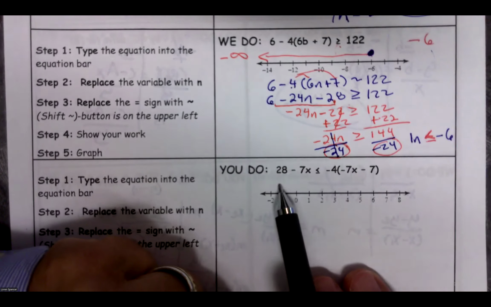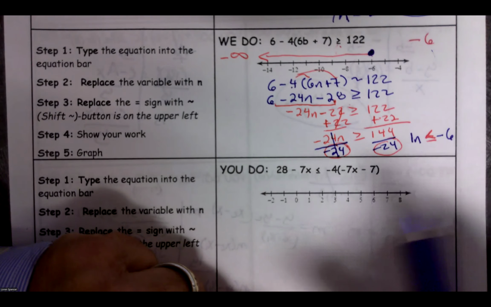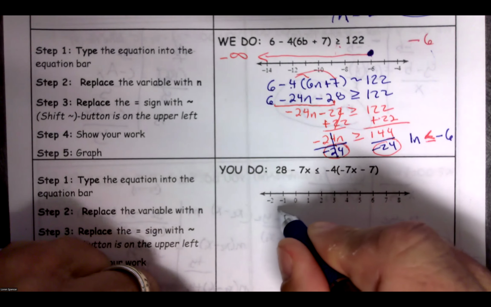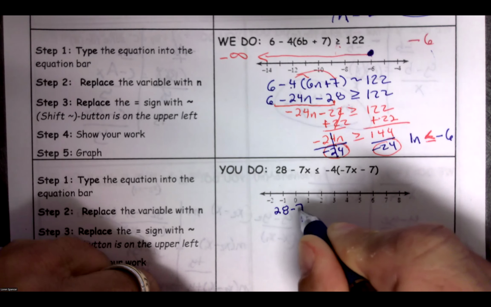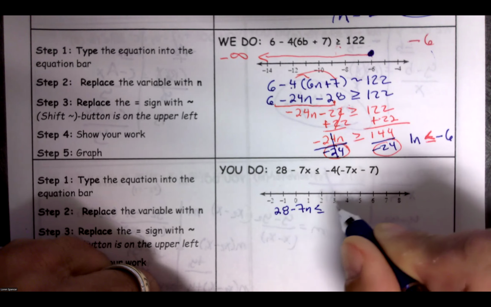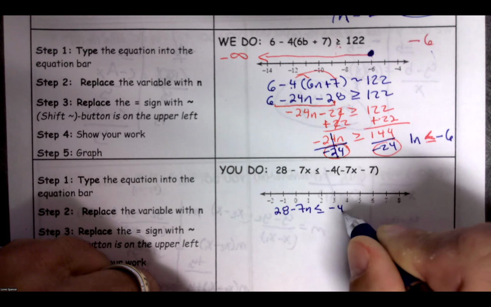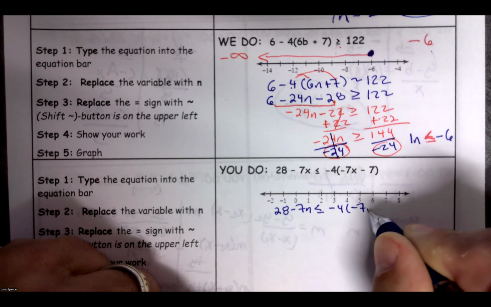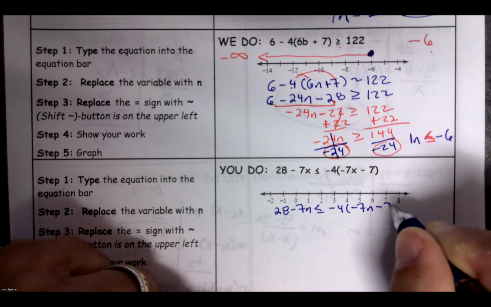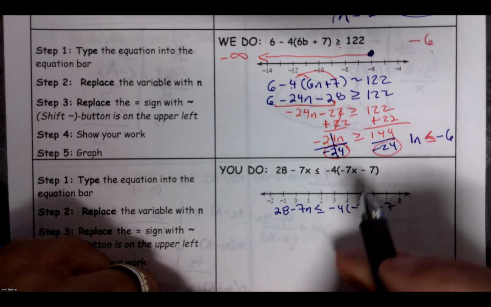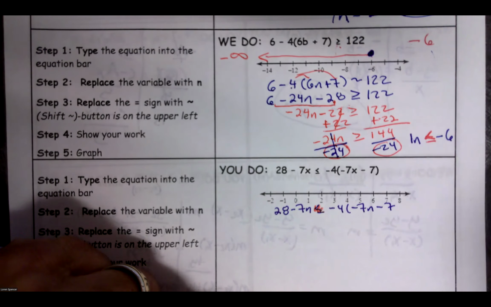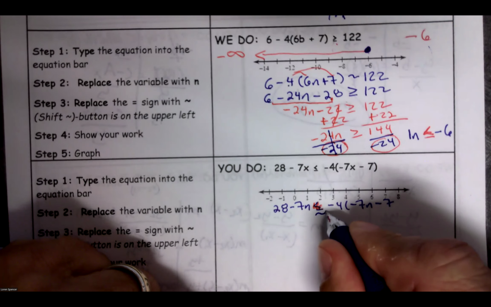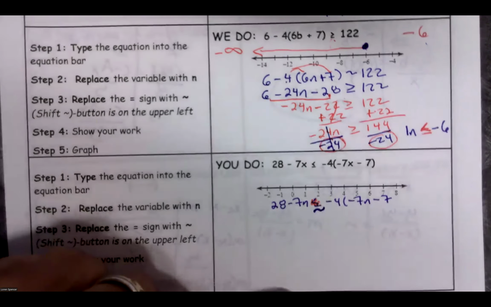So last one for the notes today. Once again, we're going to rewrite this so that it'll go into Desmos. So we have 28 minus 7n less than or equal to negative 4 parentheses negative 7n minus 7. Now the problem is I can't use this symbol. I'm going to have to come back and use a squiggle. All right, so there we go.